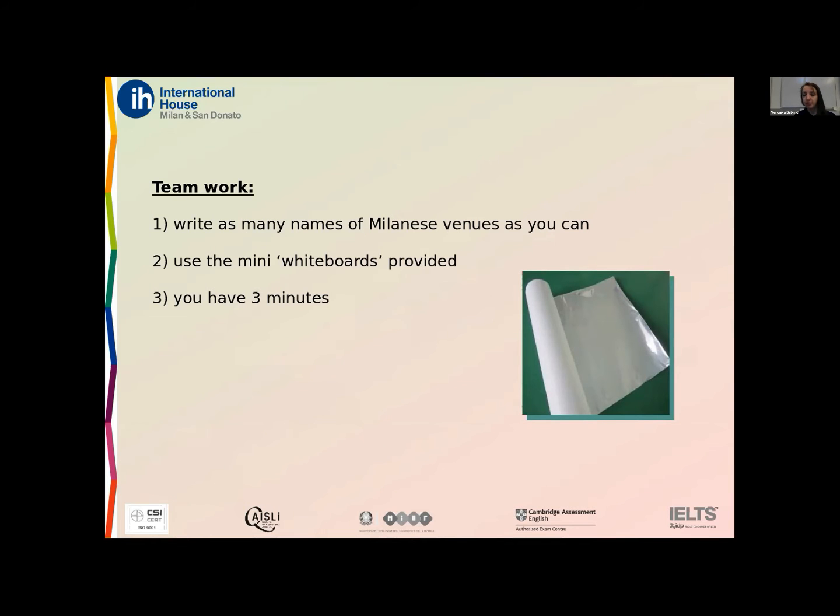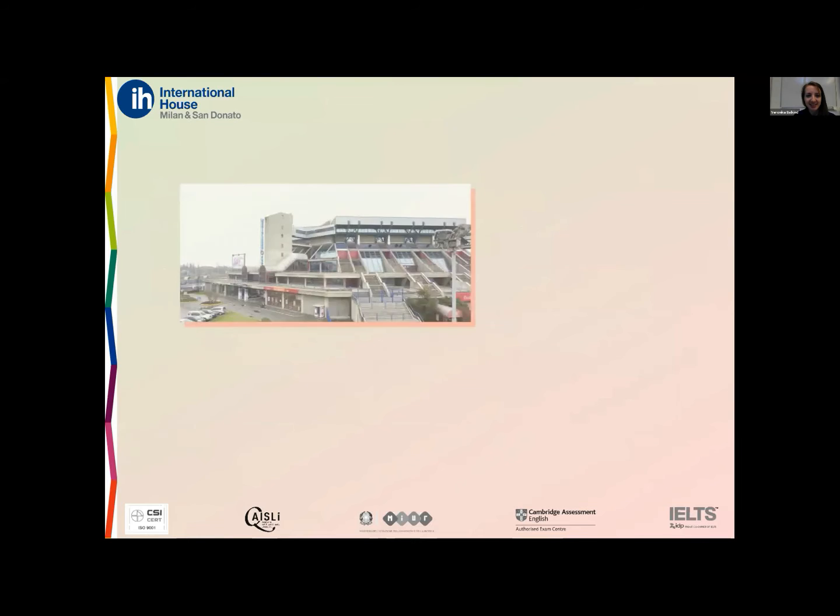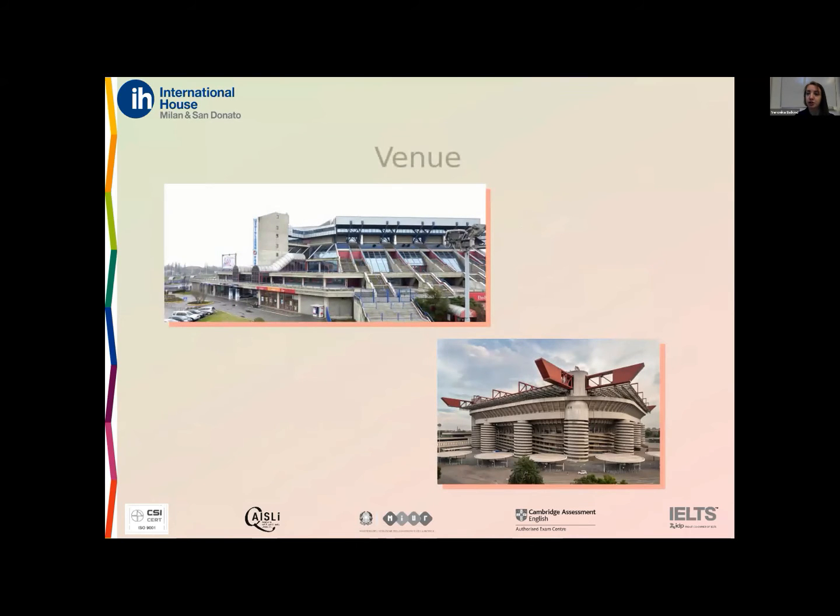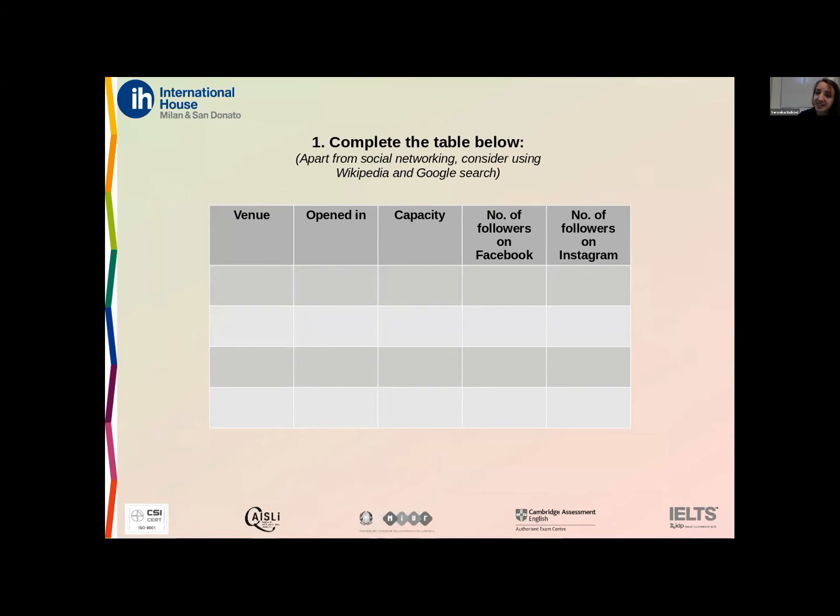So then you're going to time them, of course, depending on how much time you have, for example, 3 minutes, and tell them that the winner would be a team with the biggest number of venues on the list. This should be fun. So then you can show the pictures again and list the names. So this one, for example, is Milano Forum, and this one, San Siro Stadium. At this point, you can also highlight the fact that these venues are used not only for sporting events, but also for music shows.